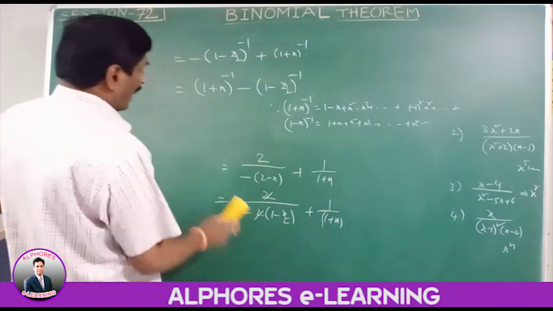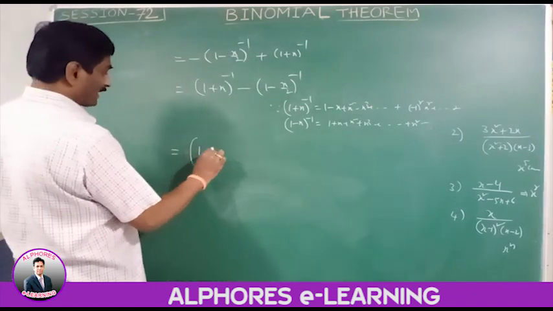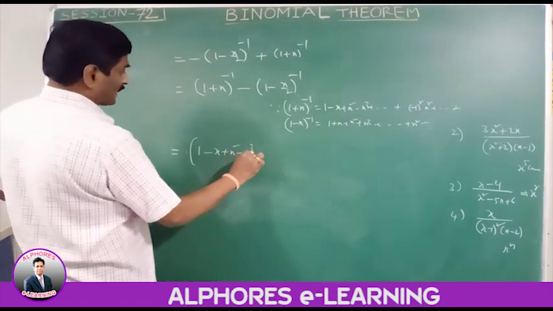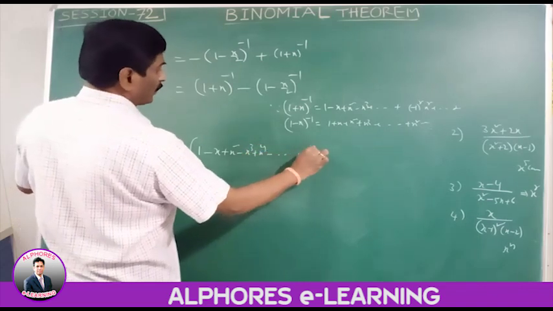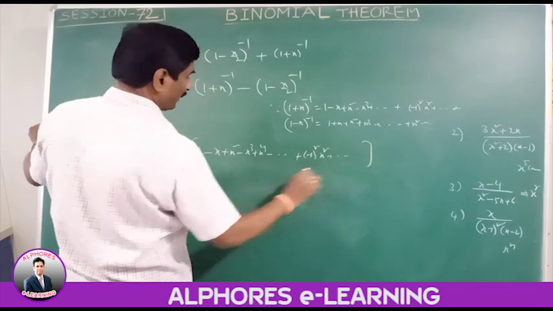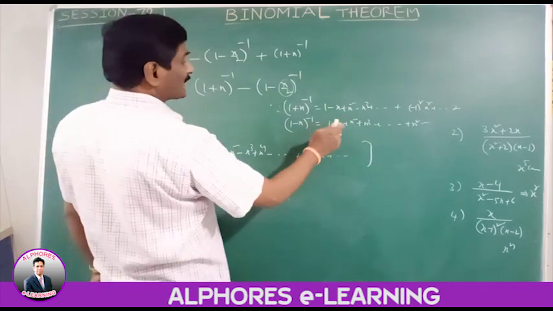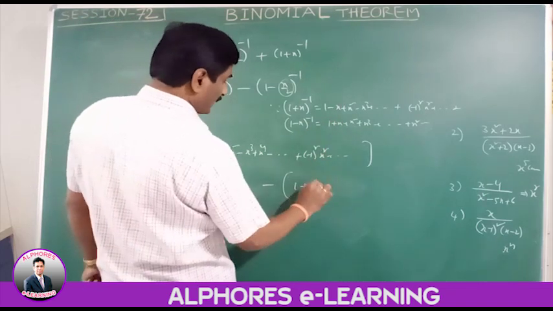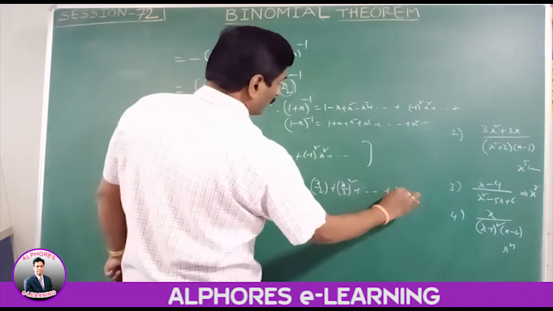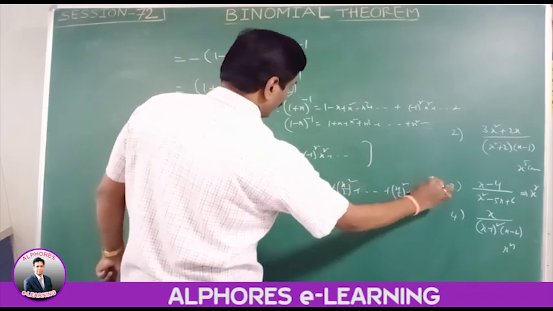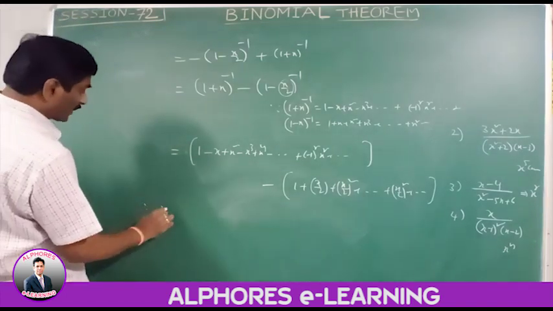After expansion it can be reduced into 1 minus x plus x square minus x cube plus x power 4, minus so on, minus 1 whole power r into x power r, so on infinite, minus of, here what is the value of x? x by 2. 1 plus x by 2 plus (x by 2) whole square plus so on (x by 2) whole power r plus so on infinite. It is the expansion. Therefore now we find the coefficient of x power 4.